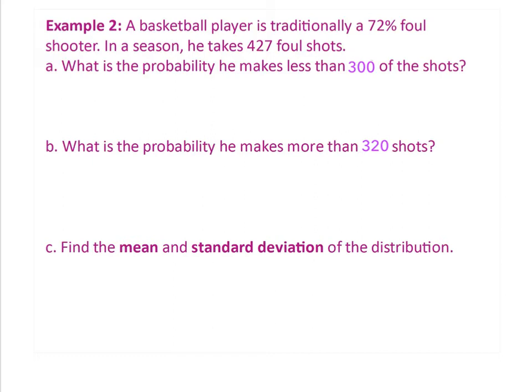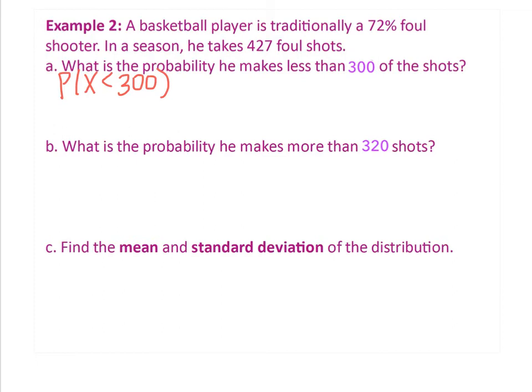It says a basketball player is traditionally a 72% foul shooter. In a season, he takes 427 foul shots. So part A says, what is the probability he makes less than 300 of the shots? Well, if I think back, this is referring to the formulas that we were talking about earlier. The probability that X, or the number of successes, is less than 300. That's what I'm looking for.